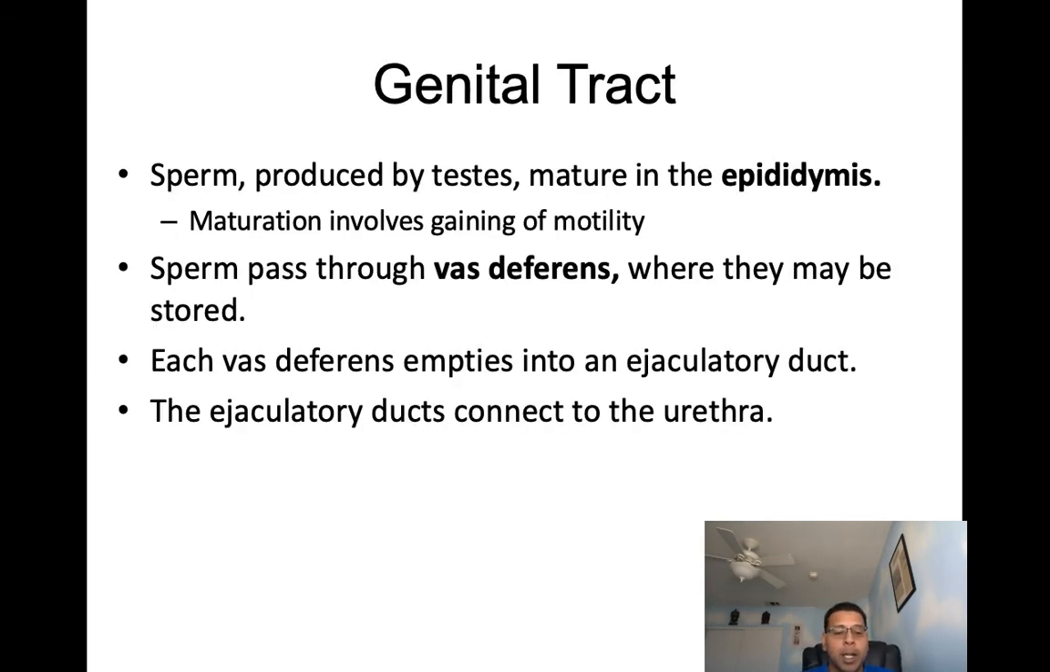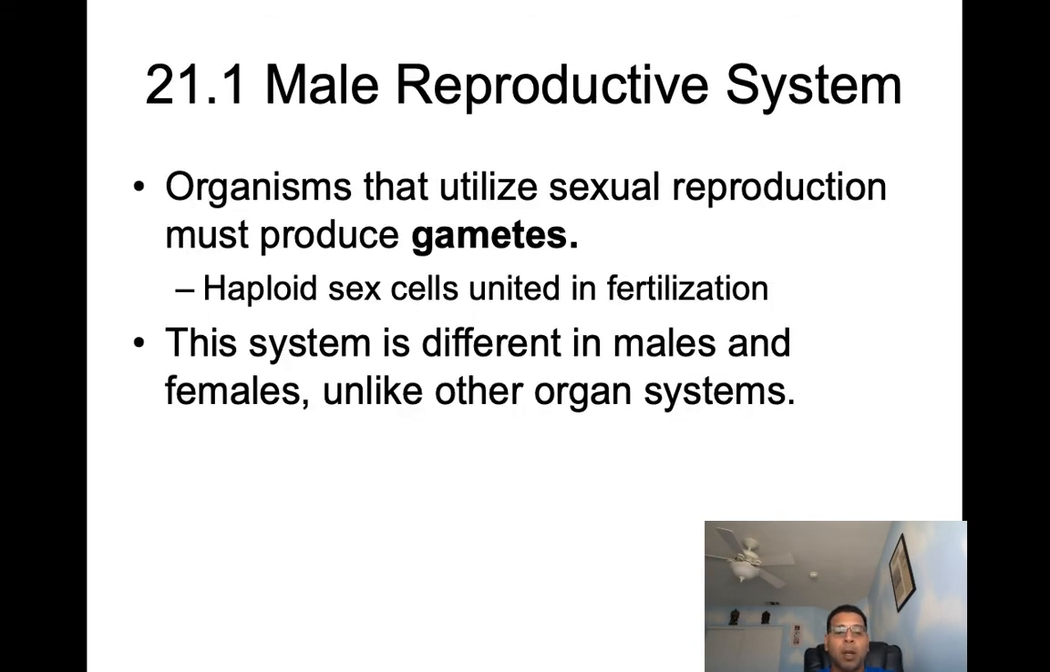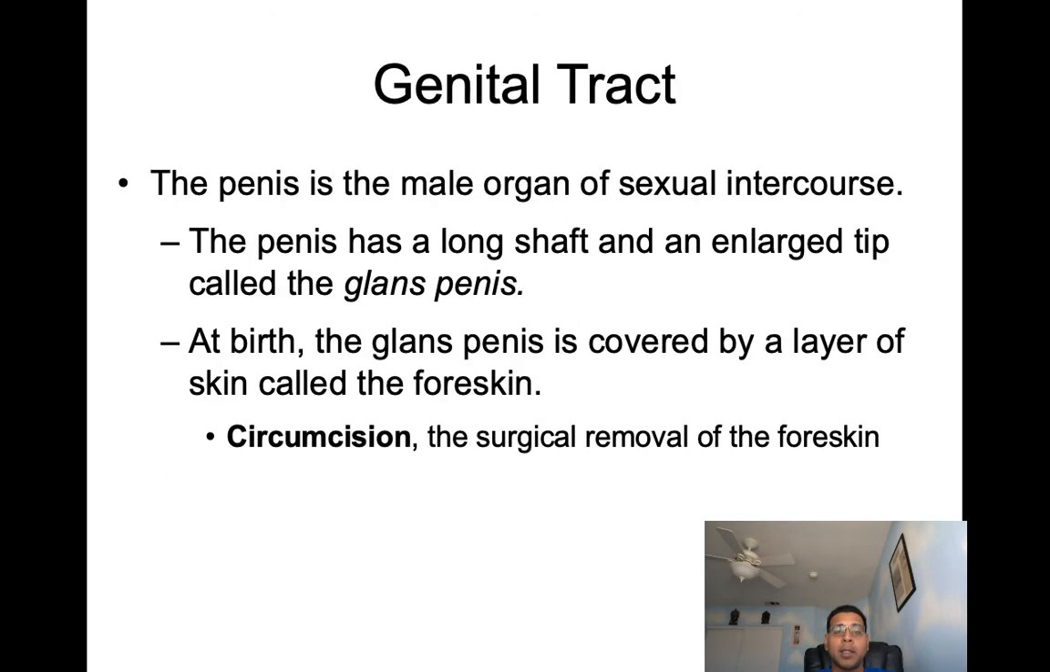Now, when we talk about the genital tract, I'd like you to know sperm is going to be produced by the testes, as we mentioned. It will mature in the epididymis. When we talk maturing in the epididymis, maturation is going to involve the gaining of motility. The epididymis, as we saw, was a nice, tightly coiled duct system that's going to be found on the outside of the testes.